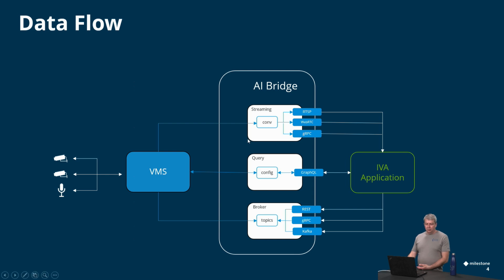The application will use GraphQL down here with the query in order to configure itself and inform X-Protect that it exists. Once everything is running, the IVA application will be sending in events. This can be done through REST, gRPC, or Kafka. And these events will then be added into the VMS just as any other events from any other location in the VMS.